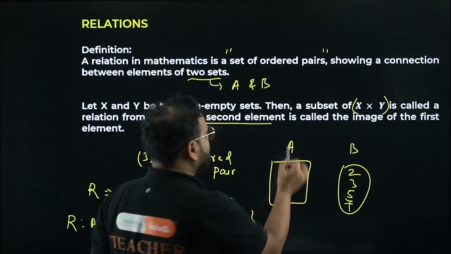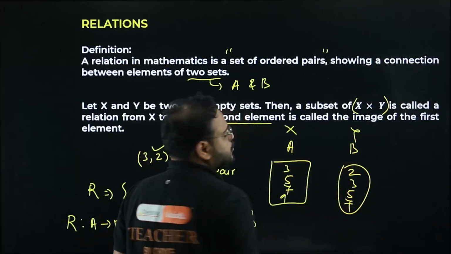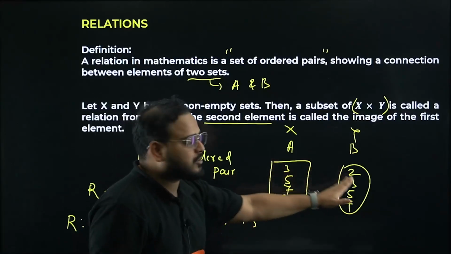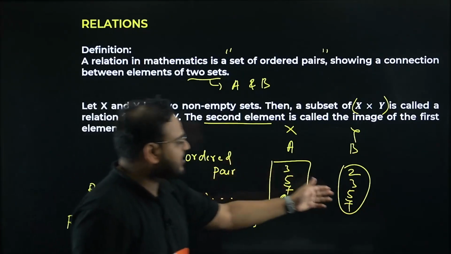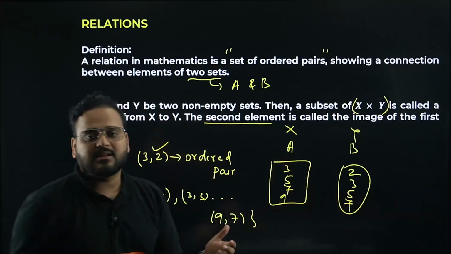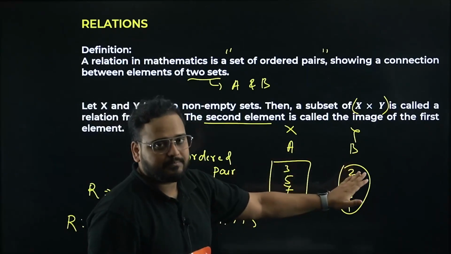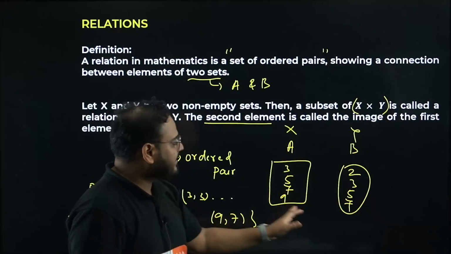You can take this as x and y also. Take this as x and y. So the Cartesian product means what? All the elements combination, 2 with 2, whatever I've written over here, 3 with 2, 3 with 3, 3 with 5, 3 with 7. These are called as what? The Cartesian product of the set A to B, okay, or x to y. Same goes till 9 cross 7.